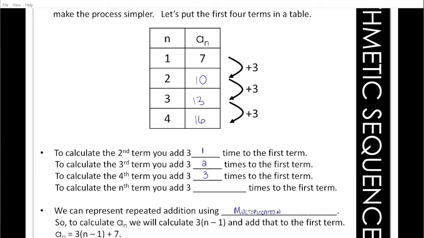So to calculate the nth term, remember we represent the nth term with an n, we're going to add 3 n minus 1 times. Okay, because if you look back up, the second term we added it once. The third term we added it twice. Fourth term we added it 3 times. So whatever number we're on, we're going to subtract 1, and that's our term.